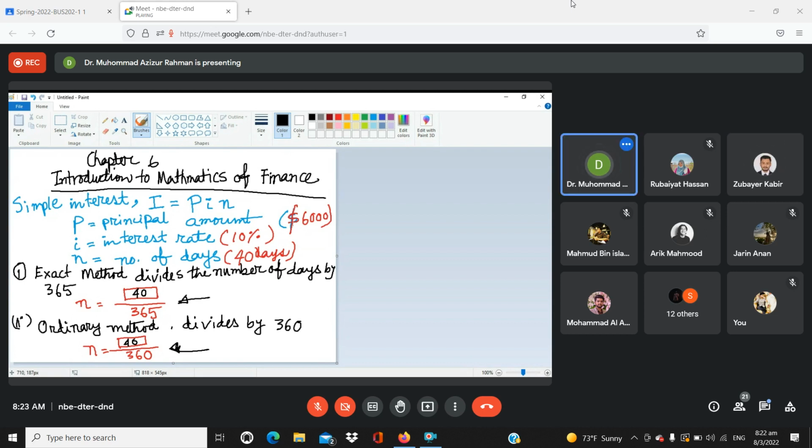Yes, exact method interest will be higher. So you see which one is good for you. If you work in a bank, you want to give more interest or you want to give less interest, and see which one to follow. Both are correct. So we can use any one.